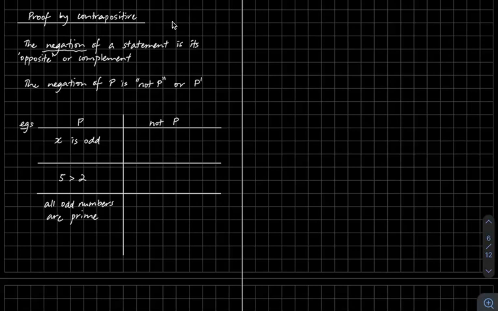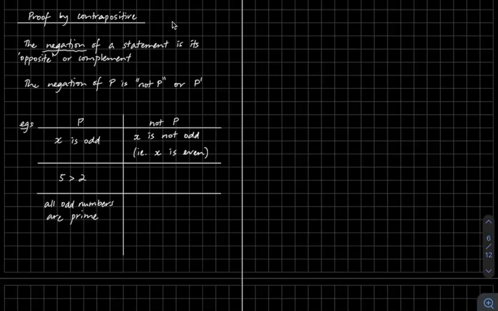So let's think about a couple of statements and try and come up with their negation. I've got examples here of P, and then I'm going to write in the not P statement. If P was the proposition that X is odd, then not P we could say is X is not odd. We could say that, although probably we would more naturally say X is even. That one's hopefully fairly straightforward.